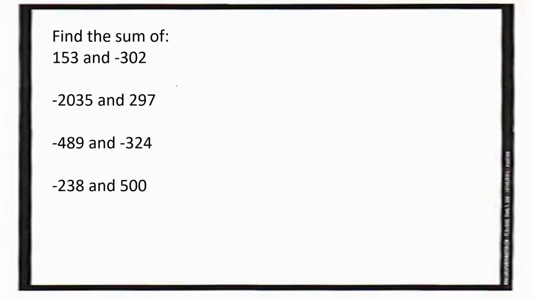Okay, so now we have to find the sum, which means we have to simply add. We have to find the sum of 153 and -302. We have to add these two. So what you can do is simply write 153, and change the sign of addition, that is plus. 153 plus -302, write it as it is.